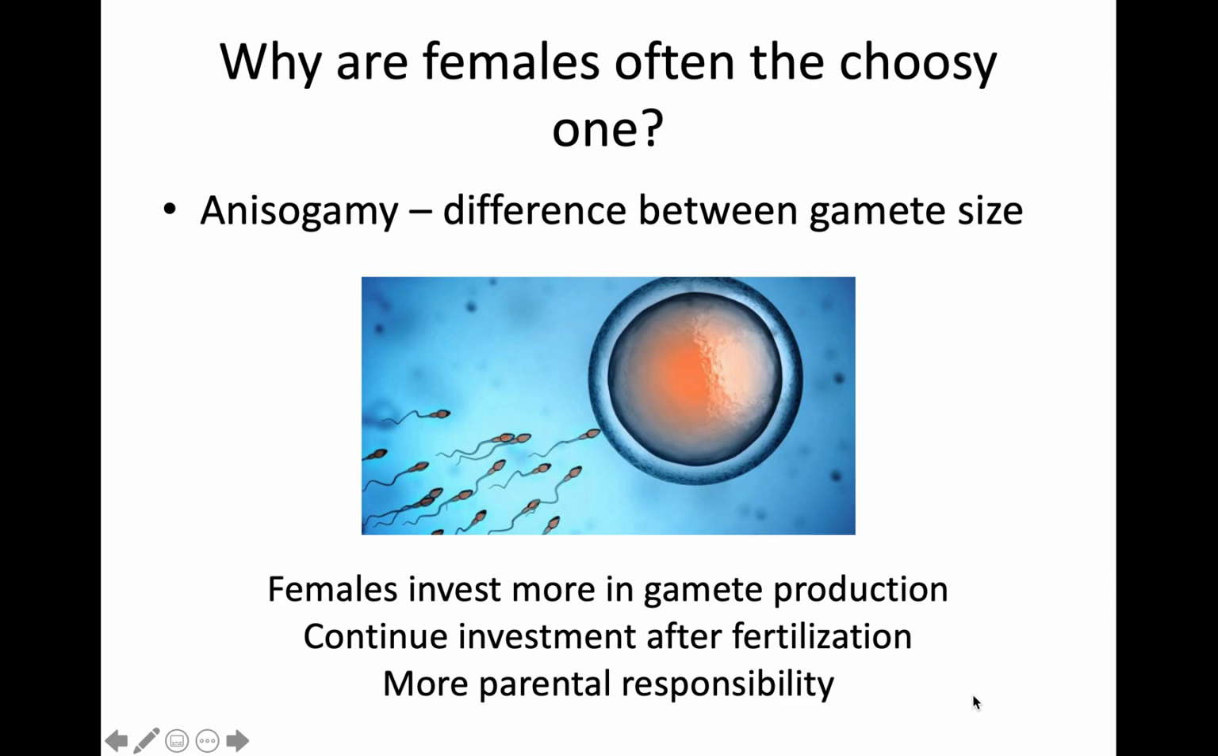I wanted to point out here that most often females are the ones choosing mates because of something called anisogamy, which basically means that female gametes involve a much larger energy requirement than male gametes do. You can see how large an egg is compared to reproductive sperm cells in this picture. And females also often continue to have a larger parental investment after birth than males do. They offer more parental care in most examples.